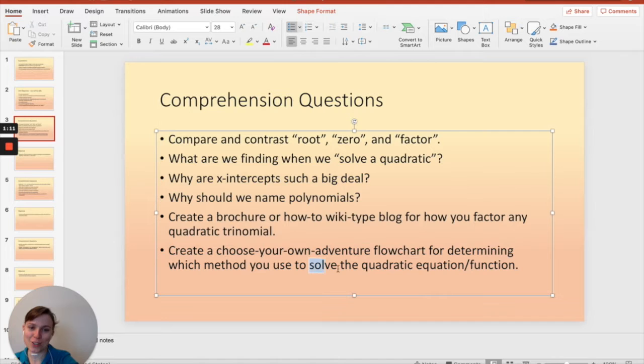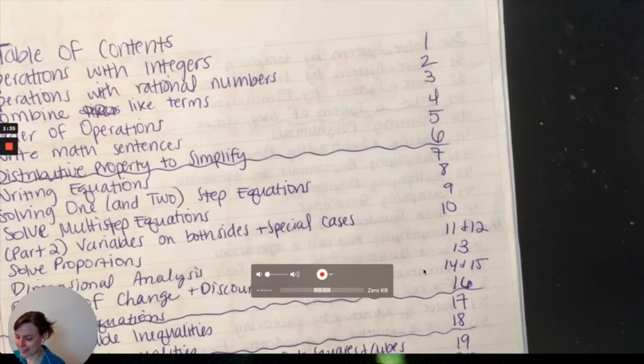Then also choose your adventure flowchart. How are you going to solve an equation? We already know how to graph and solve it. We know the square root property and solving it. Today we're working on factoring, and then next class we will work on the quadratic formula, which will work every single time, but it's also kind of a pain because it's really long. Your other tools are a lot quicker, but sometimes you gotta go with the quadratic formula. So make sure you're doing that.